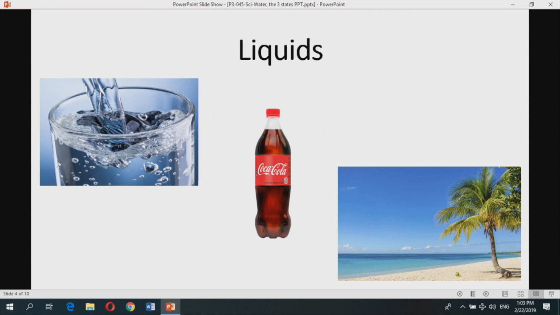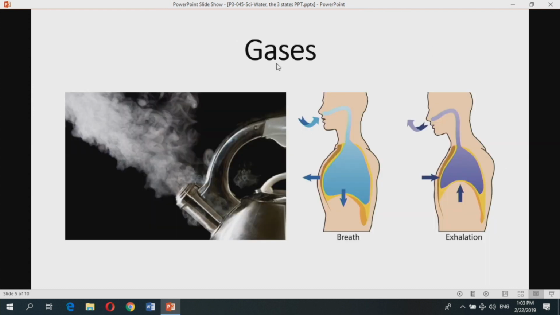What's the next one? Can you remember? Beginning with G? Gas. Excellent. Gases. And what's the one we looked at in the previous lesson? When water boils, we get steam. Excellent. You can see the water here. The kettle is boiling and the water has become steam.